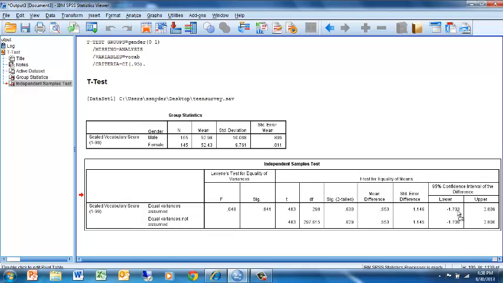These confidence intervals here are basically provided to demonstrate that 0 falls within the interval when we look at the 95% range of values where the true scores might fall.